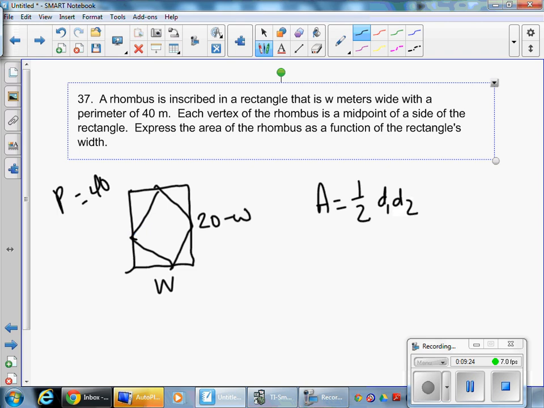So they just need to know how long is this diagonal, which is w, because this side of the rectangle is w, and how long is this diagonal. It'd be 20 minus w, because this side of the rectangle is 20 minus w. So the area of this is just 1/2 times w times 20 minus w. And you can leave it like that, or you can multiply it out like we did in the last problem. Those are a few examples. I'm going to do a few more that are similar to the ones after this in a separate video.